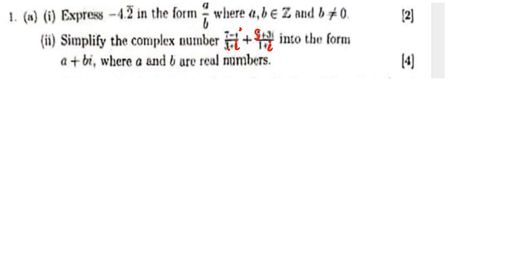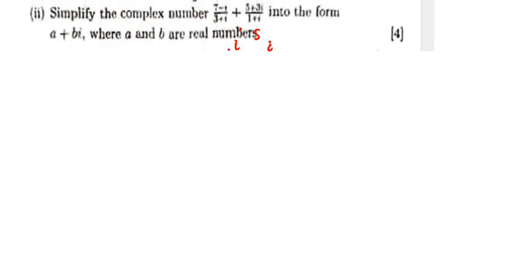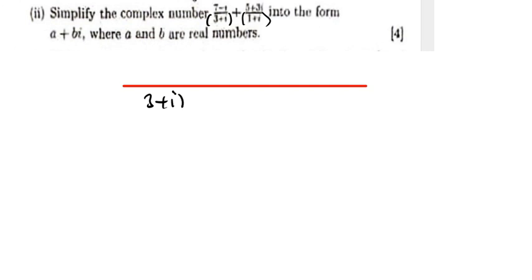Okay, so let me shift this to go on top a bit because of space. What I'm going to do is find the common denominator. That's the simplest method I can use. The common denominator is what is down here: 3 plus i and 1 plus i.